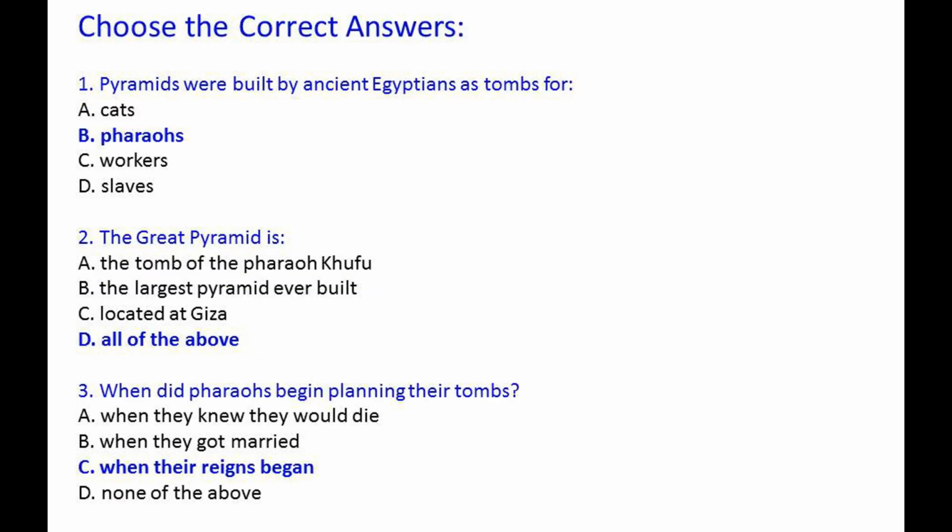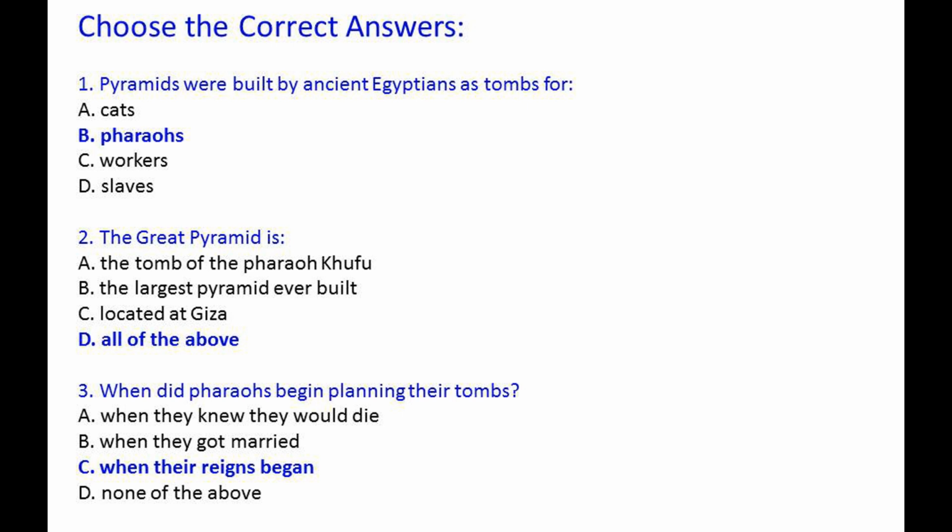Choose the correct answers. 1. Pyramids were built by ancient Egyptians as tombs for A. Cats, B. Pharaohs, C. Workers, D. Slaves. Correct answer is B. Pharaohs. 2. The Great Pyramid is A. The tomb of the Pharaoh Khufu. B. The largest pyramid ever built. C. Located at Giza. D. All of the above. And the correct answer is all of the above.